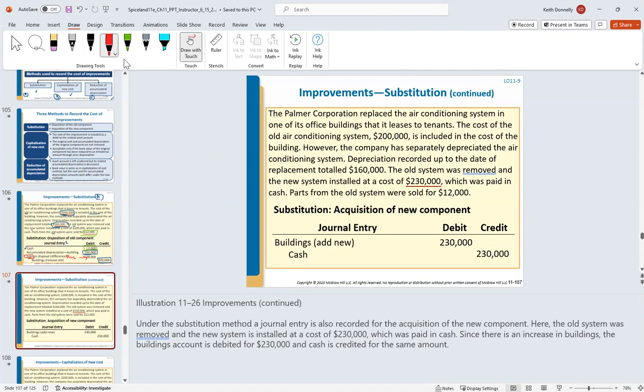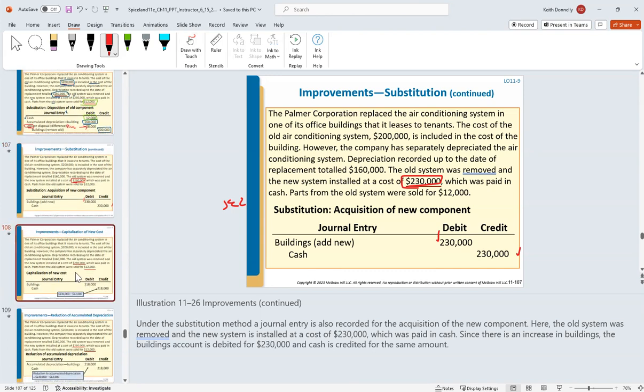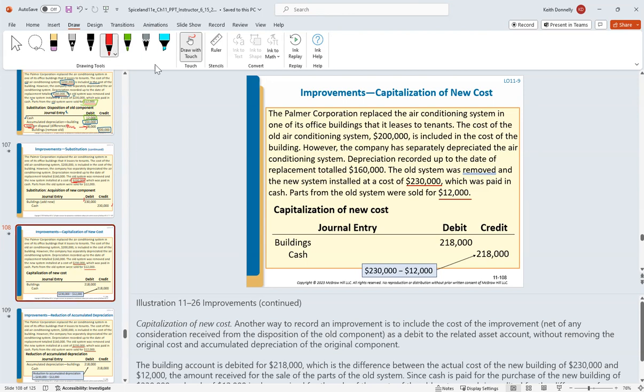Now we have to do journal entry 2 where we get the new on, right? So the new we paid $230,000 for in cash. So it's just kind of like a substitution effect there for it. So that was option A.